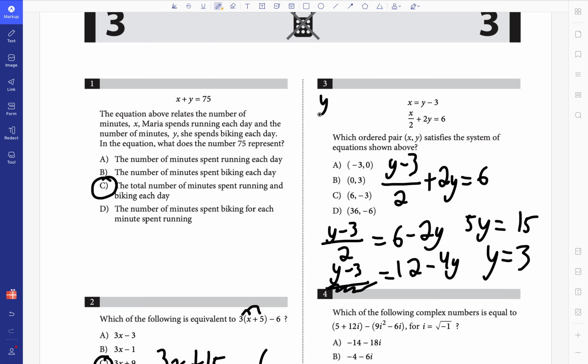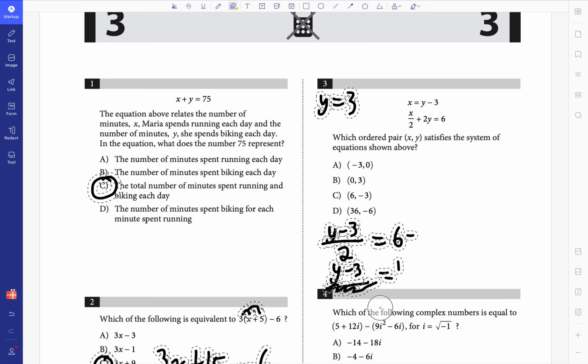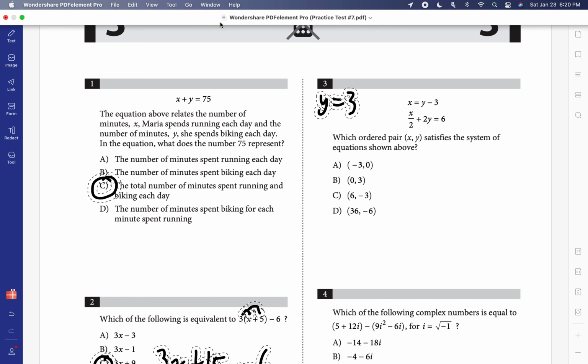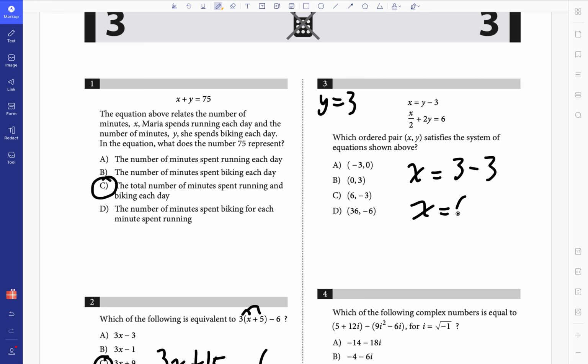For the sake of time, feel free to go back and rewatch that portion, or slow it down, or pause and rewind. But now that we found our y, we're just going to go find our x value. x is just going to equal y minus 3, so x is going to equal 3 minus 3, which is 0. So therefore, the ordered pair is 0, 3, which is B.